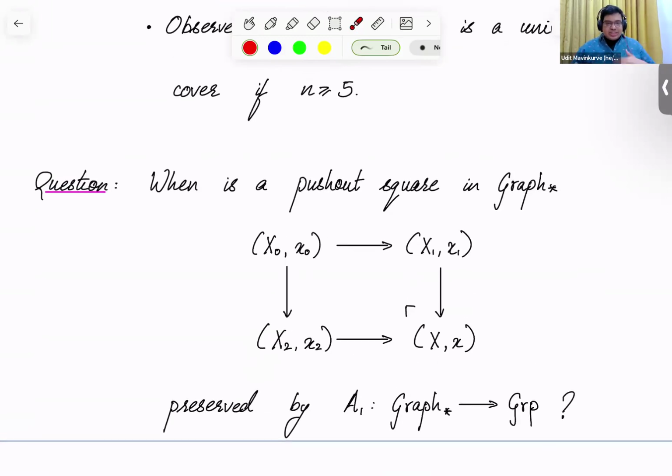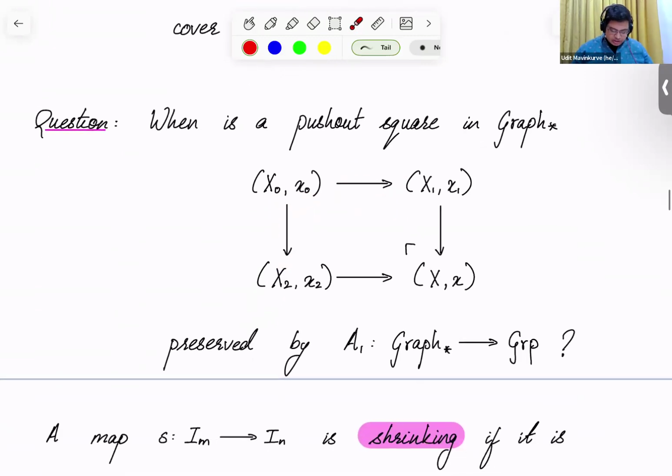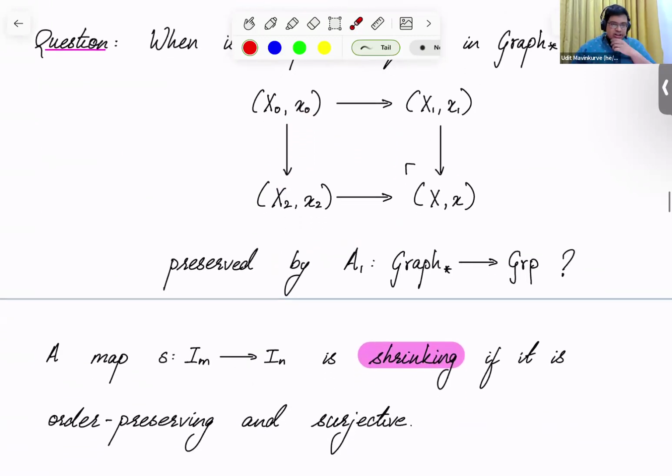So in topological spaces, it's fairly easy. We just need that these two maps are open embeddings from X0 to X1 and X0 to X2. In discrete homotopy theory, the hypothesis is quite tricky. It's not as easy as you might think. So we need to develop some language to talk about the hypothesis.